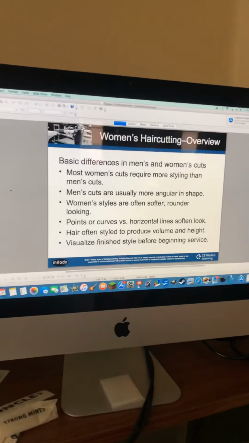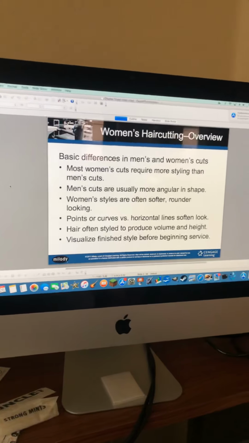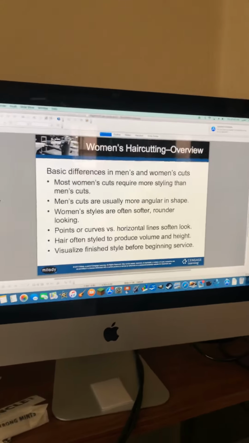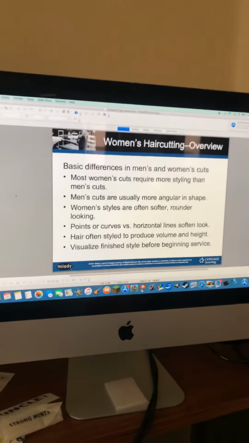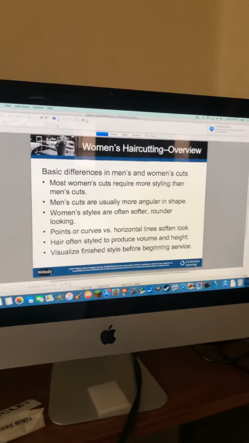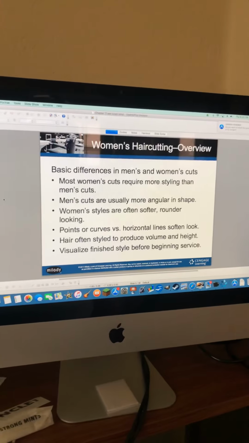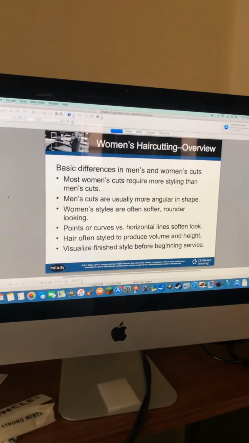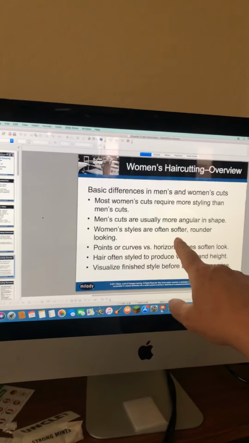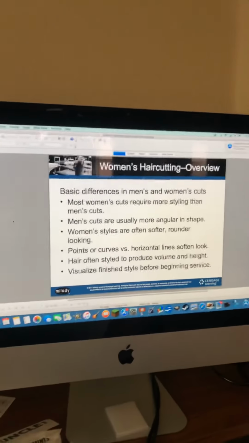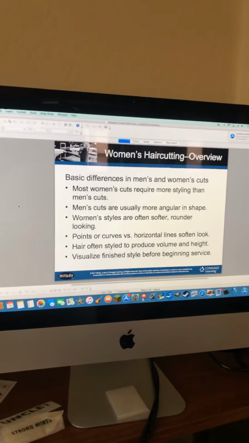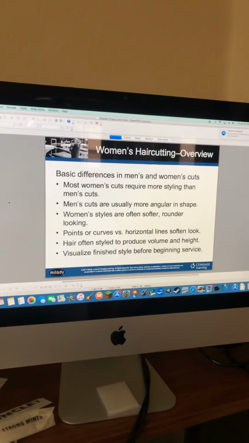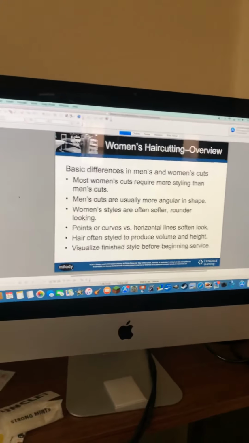Now keep in mind that our barbering book is based on the trends that were going on when it was printed. So I know there's been changes. For example, where it says women's styles are often softer, rounder looking, it doesn't so much apply to today, but as far as your textbook and your test, that's going to be the information you want to know.